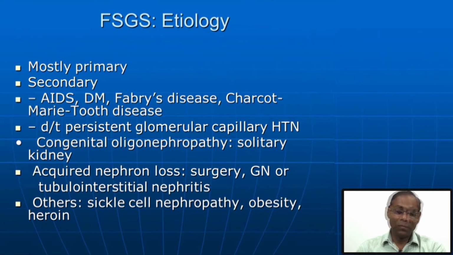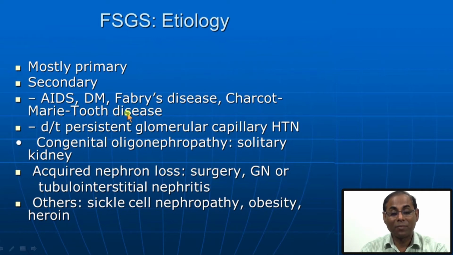Now, the etiology. In most of the cases we do not know the cause, and that is why we say it is primary, but there are many situations where it is associated with other diseases. Now, these we classify as secondary FSGS. They may be associated with AIDS, the HIV, where collapsing glomerulopathy is an important or common presentation. In diabetes mellitus, we can get FSGS, Fabry's disease, Charcot-Marie-Tooth disease. These are the rare genetic diseases.